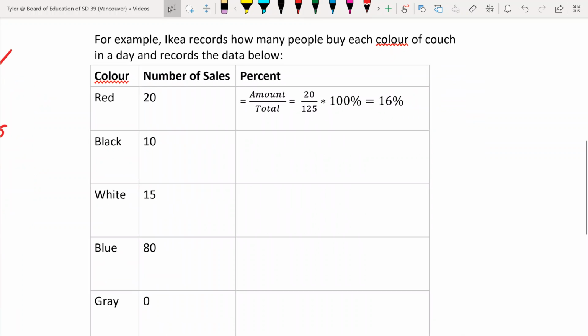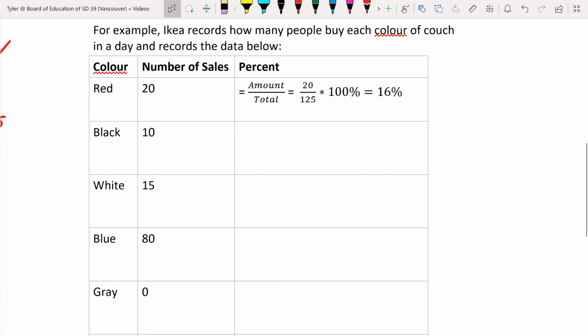Now, sometimes you're going to get lots of answers, word answers. So let's say IKEA, like they sell couches and stuff. They write down how many of each color they sold every day. So they sold red, black, white, blue, and gray couches. This is how many they sold of each. Now, we don't want to do average here because the average wouldn't really make any sense because we're not looking at the numbers just specifically. We're looking at words, red, black, white, blue, gray.